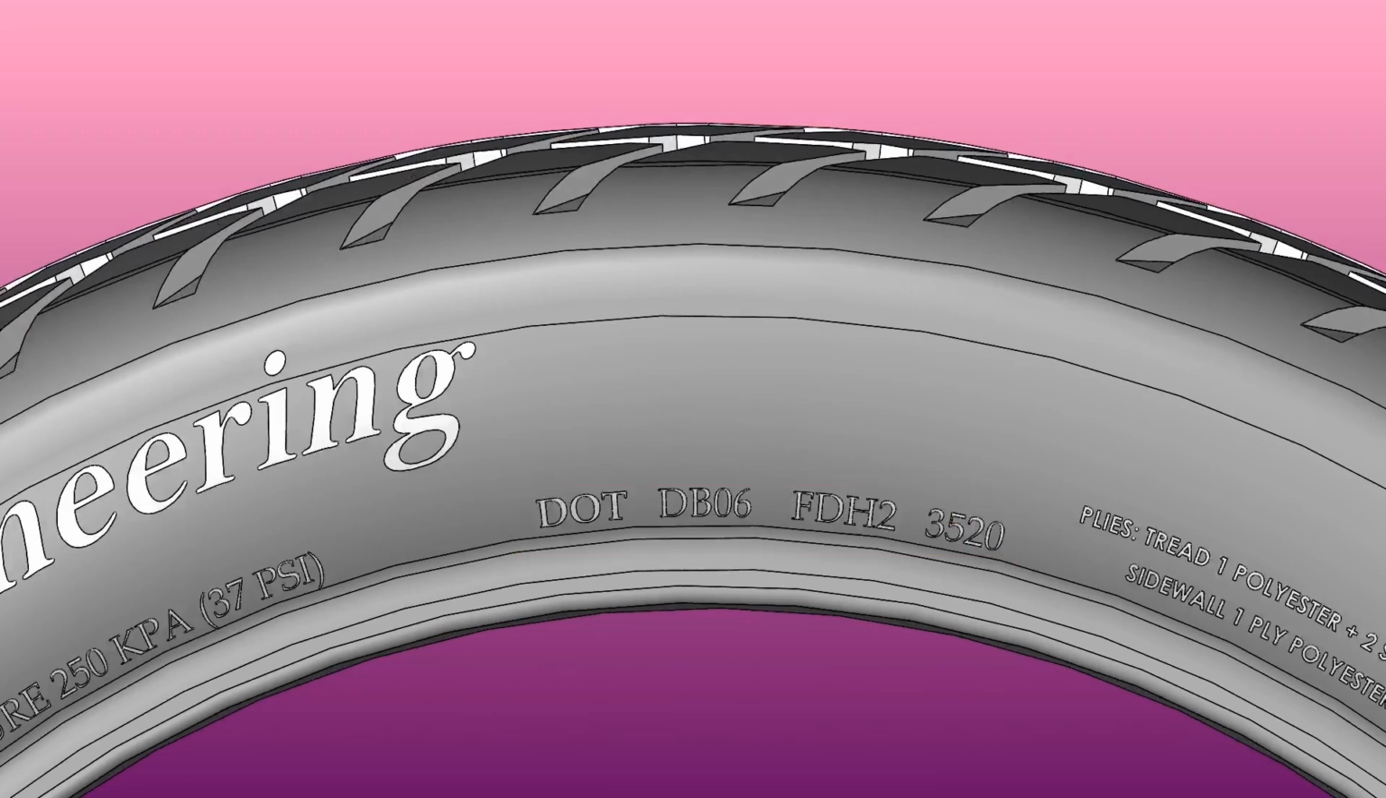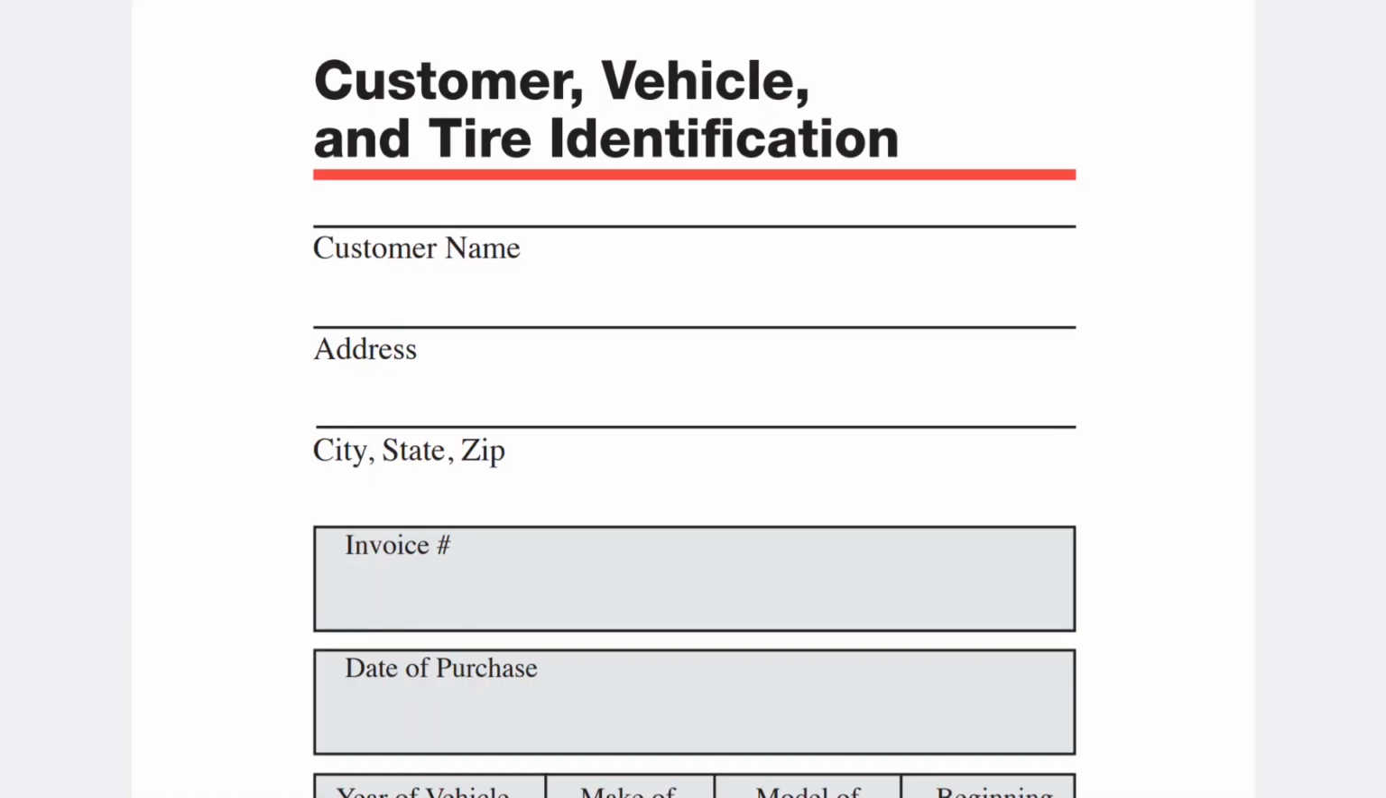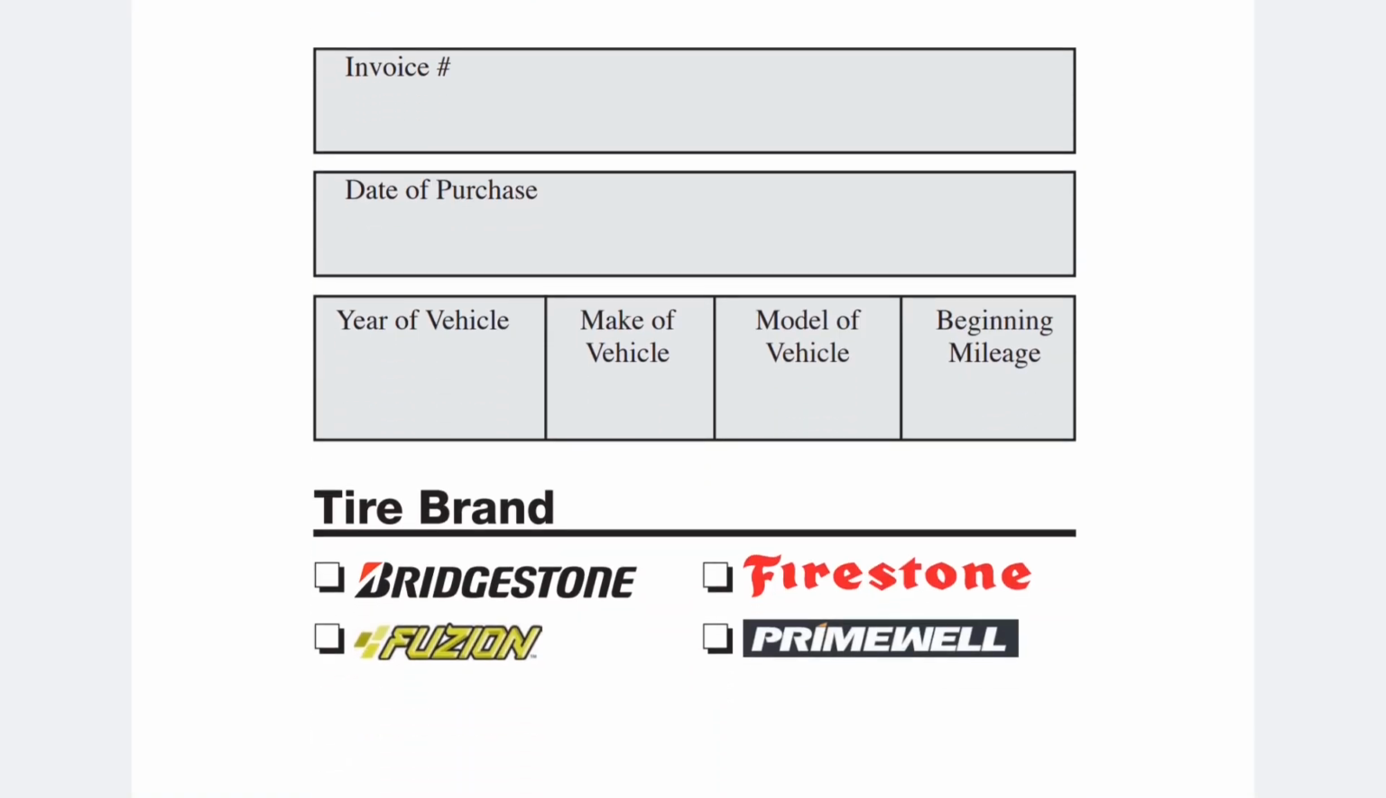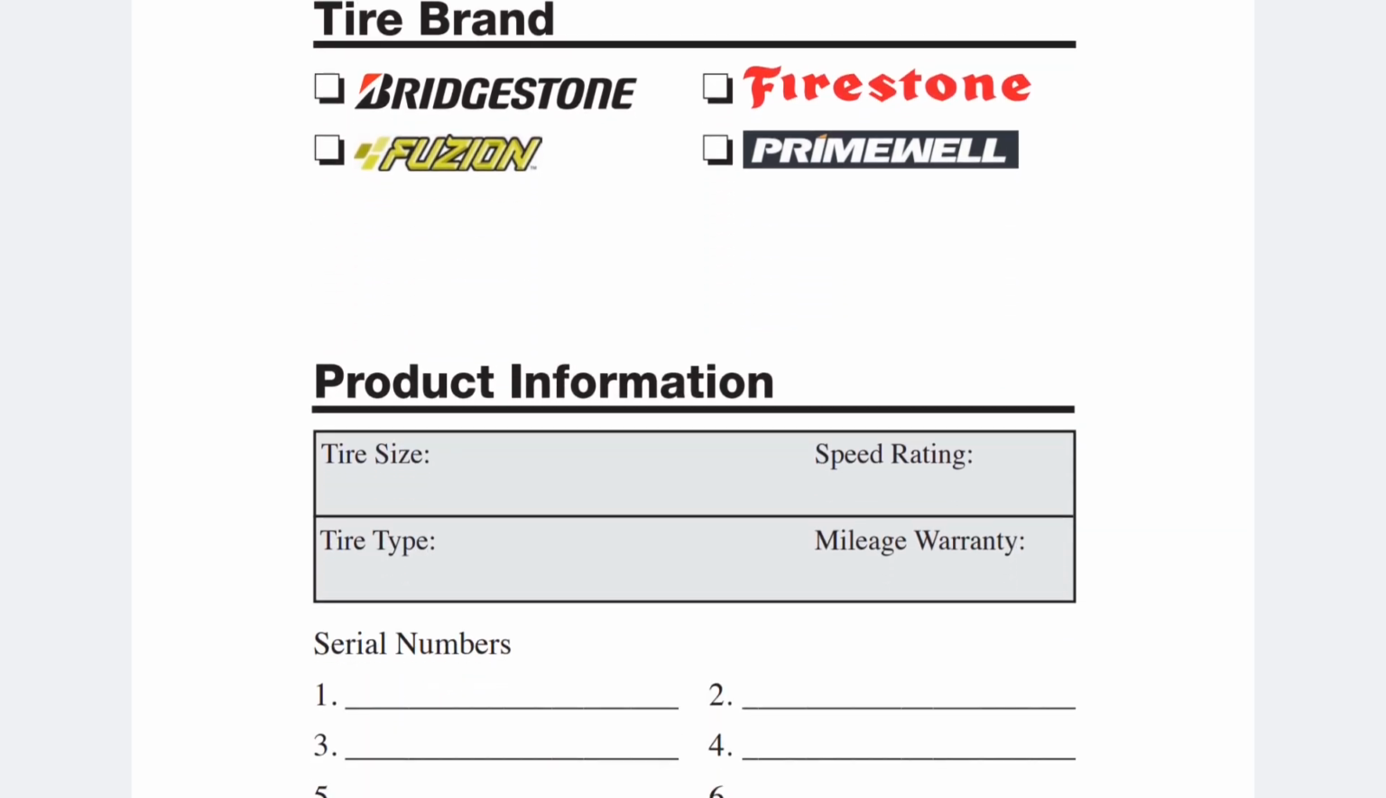The tire identification number can be used by tire manufacturers to contact you in the case of a recall if you had done registration at the time of buying.